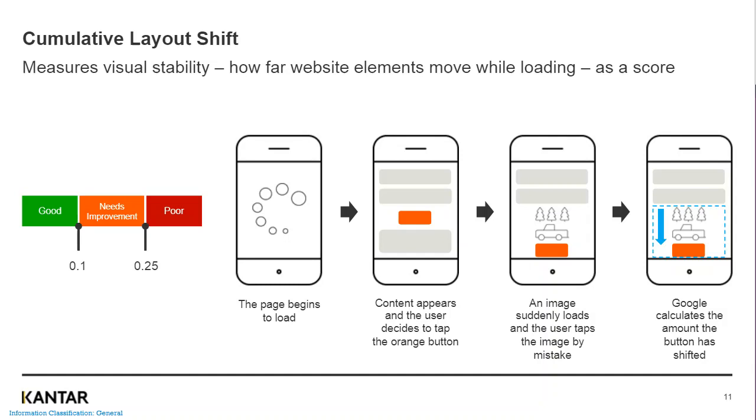Now, Google only measures unexpected layout shifts. It does not measure those that happen as a result of user input. So, for example, when a user opens an accordion to expose hidden content.